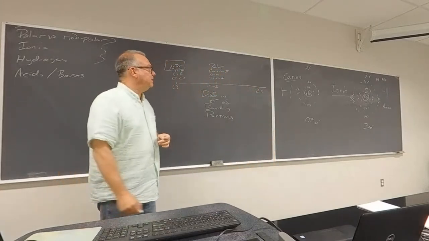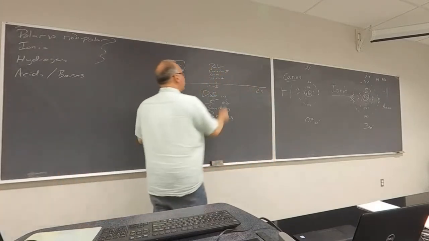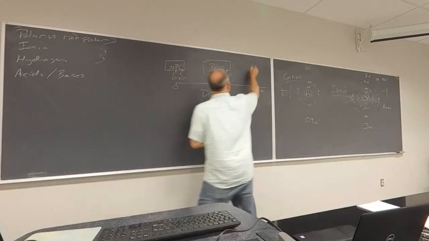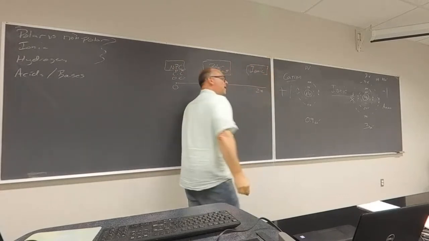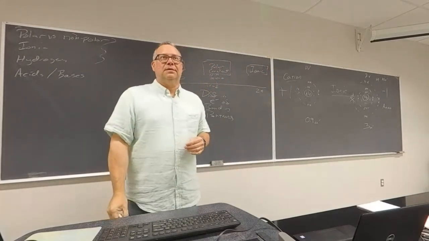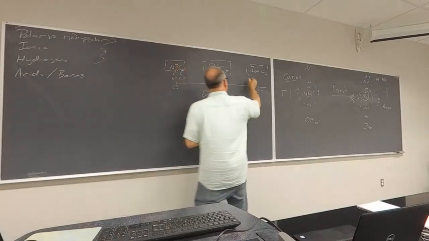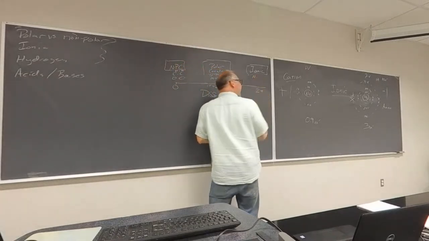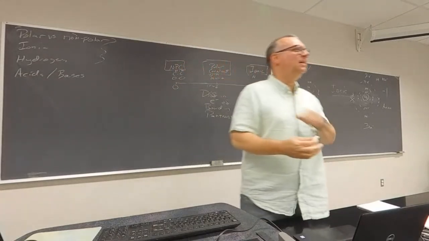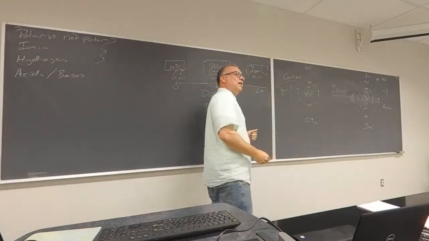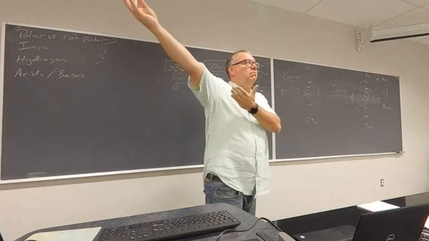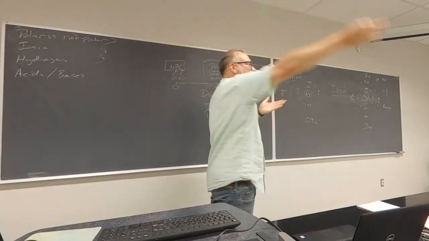Difference in electronegativity 2 plus, what kind of bond is that? Ionic. For example? Salt. Yeah, like actual NaCl. Examples. NaCl.